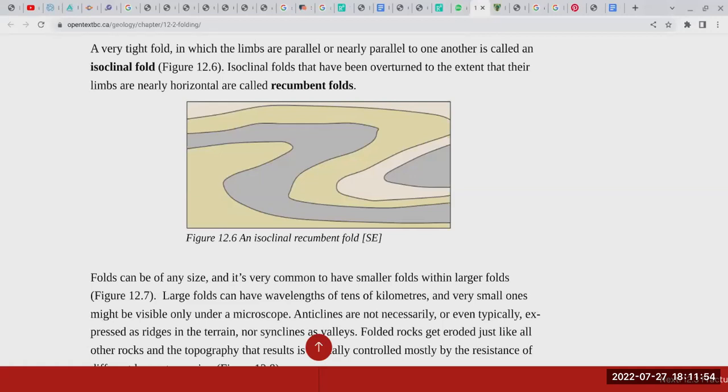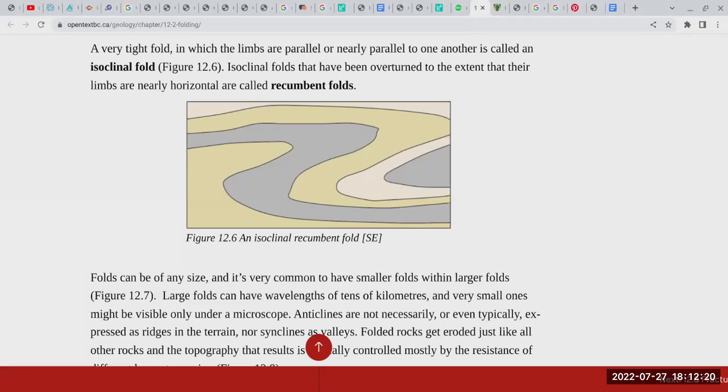All right. So we have an isoclinal fold, right? That's when the limbs are parallel, or nearly parallel. So we have to look at the limbs. Isoclinal folds that have been overturned to the extent that their limbs are nearly horizontal are called recumbent folds, right? So those where the limbs are nearly horizontal are recumbent.